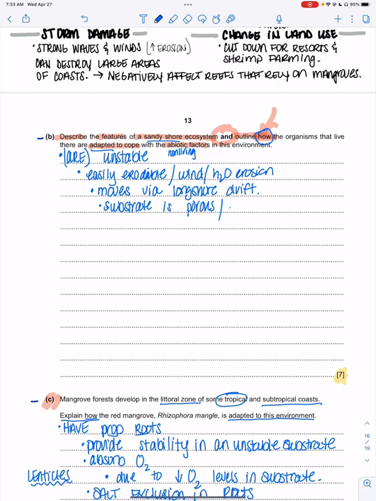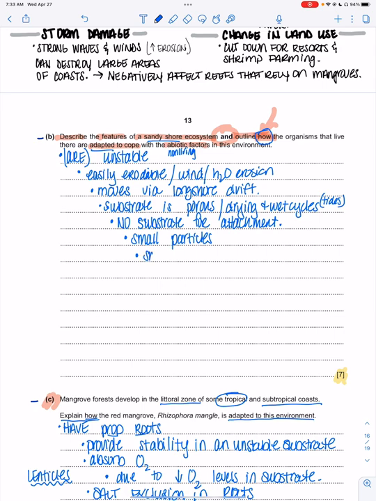Substrate is porous, or it has drying and wet cycles based on your tides. No substrate for attachment. Because there's no substrate for attachment, there's not going to be biodiversity within the substrate. Again, the particles are small. Okay, so all of this is about the substrate.